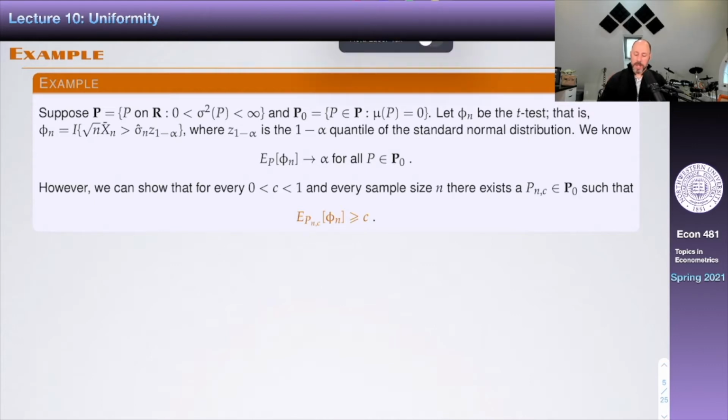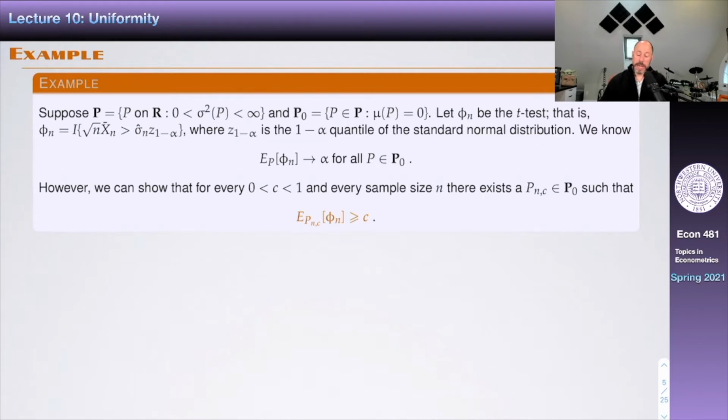okay? So suppose that ball P is the family of distributions on the real line that have finite second moments, okay, variance, and then also positive. And then ball P naught is the subset of those distributions that have mean equal to 0. So far, this looks like a very standard problem. We want to test the mean is equal to 0, and we have finite first and second moments. We're going to denote by phi n the t-test. That is the test that rejects when square root n x bar is greater than sigma hat times the quantile, okay? So for reasons that are going to be convenient later, I'm using the sigma hat here instead of dividing here. I put it on this side, okay? Nothing changes. So z1 minus alpha is the 1 minus alpha quantile of the standard normal distribution.